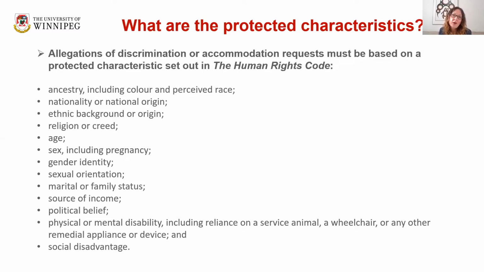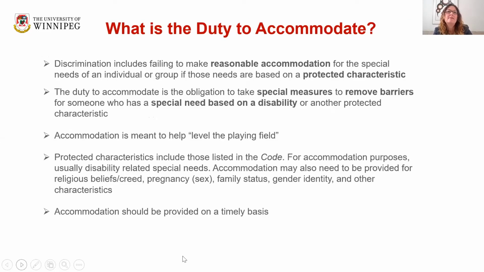The code also recognizes analogous grounds, which at the present time includes criminal record. So you can't discriminate against someone based on their criminal record, again, unless it's considered to be reasonable. And so I'll talk a little bit more about what that means in terms of what is reasonable or unreasonable discrimination. So as mentioned, discrimination does include failing to make reasonable accommodation if those needs are based on a protected characteristic.